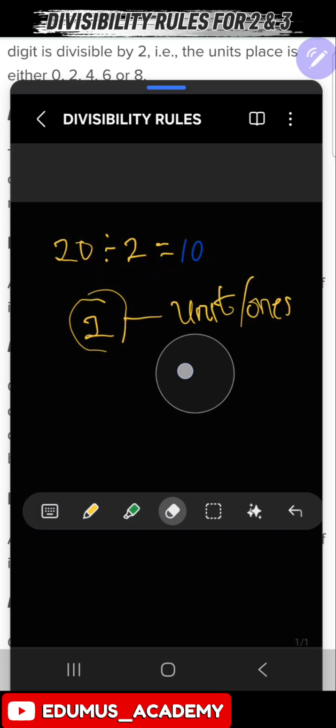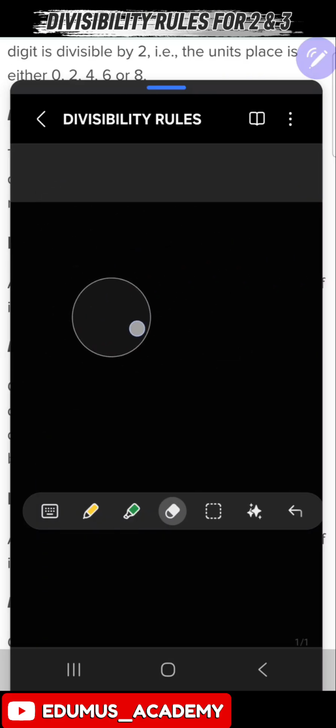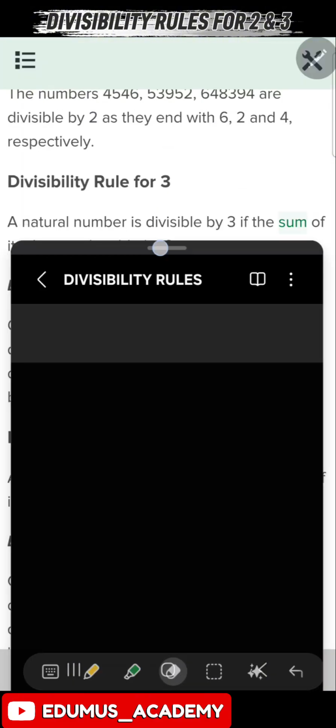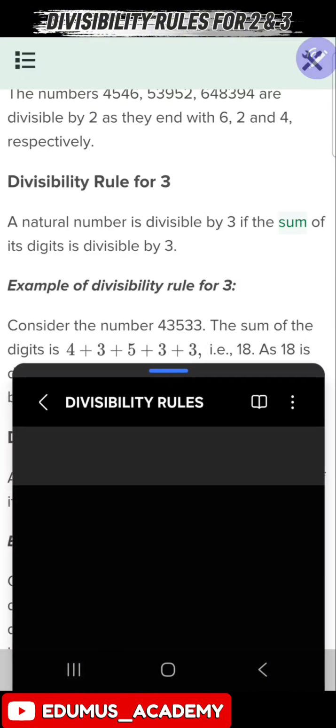Okay, so now let's go to the next one. Let's go to 3. For 3, it's saying a natural number. What does a natural number mean? From 1, 2, 3 to infinity, any counting number is a natural number. A natural number is divisible by 3 if the sum of its digits is divisible by 3.